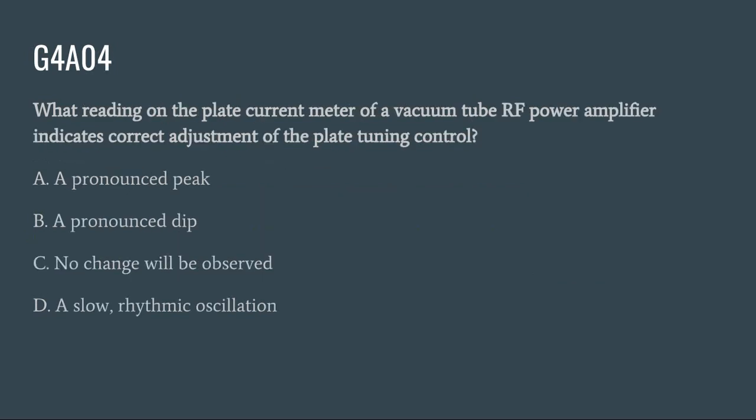G4A04, what reading on the plate current meter of a vacuum tube RF power amplifier indicates correct adjustment of the plate tuning control? A, a pronounced peak. B, a pronounced dip. C, no change will be observed. Or D, a slow rhythmic oscillation. Correct answer is B, a pronounced dip.